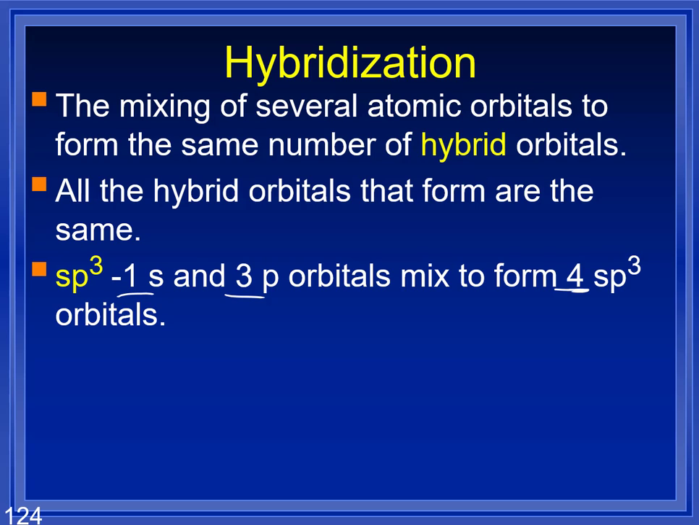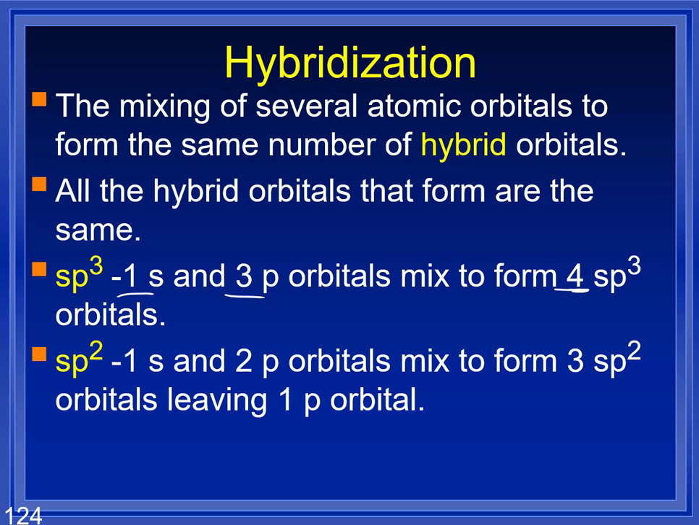The next recipe is sp2. So the recipe says I put together 1 s and 2 of the p orbitals, 2 out of the 3. And the third p orbital is used for something else. It doesn't get put into the hybrid, it's used for something else.